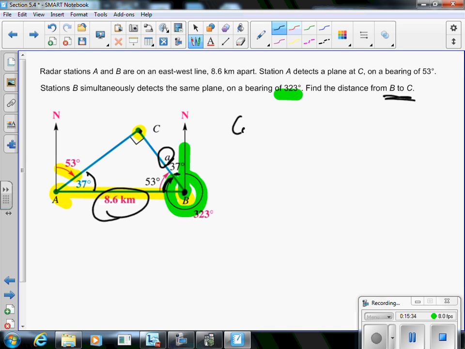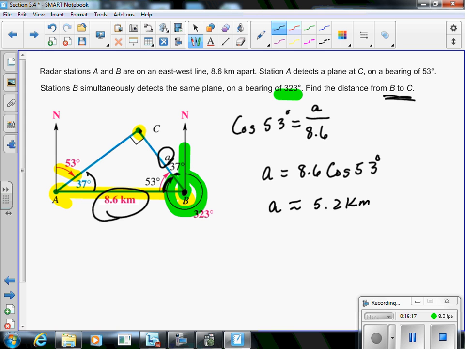So I'm going to choose to use the cosine. The cosine of 53 degrees is my side adjacent, in this case A, divided by the hypotenuse, which is 8.6. That allows me to find the distance between B and C. Solving this, I know that A is equal to 8.6 times the cosine of 53 degrees. Once you pump that through the calculator, you'll find that A is approximately 5.2 kilometers, and kilometers is the unit that we have our measurements in.